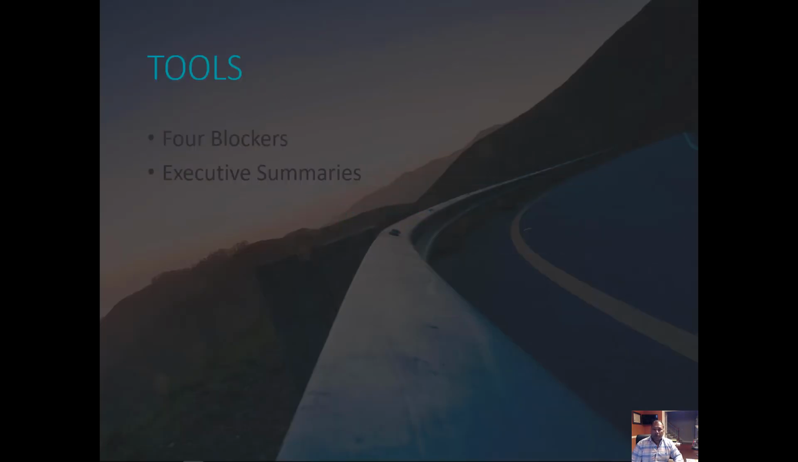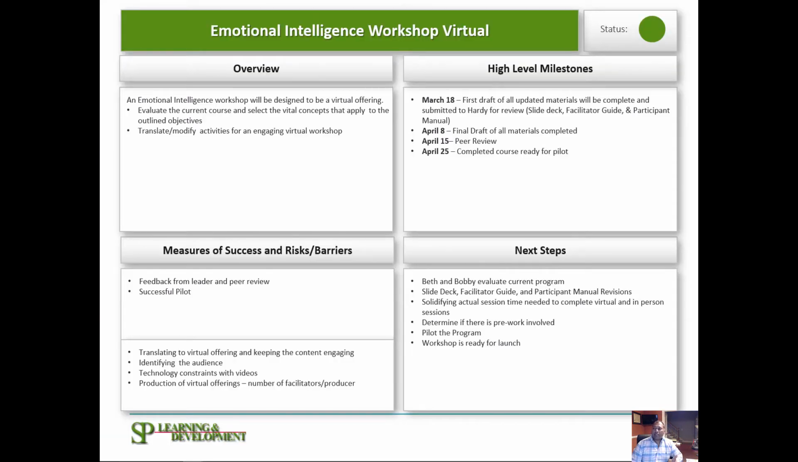I have a couple of tools: 4 blockers, which is something probably you haven't heard about, and executive summaries. By the way, these tools do not necessarily need to be a part of your hallmark assessment or HAT. I am just giving those to you so you know what else you could use to present your findings. The 4 blockers is more of a project engagement report. Here's an example of emotional intelligence, something that is a soft skill. It's considered training. It's helping fill a gap.